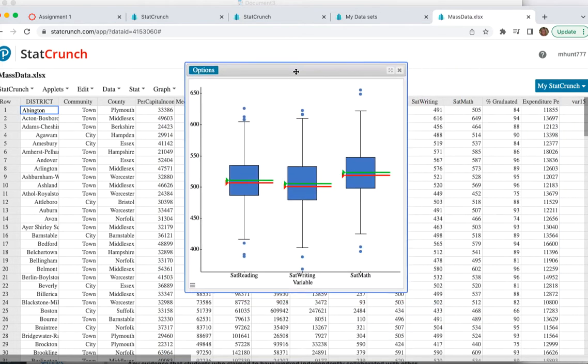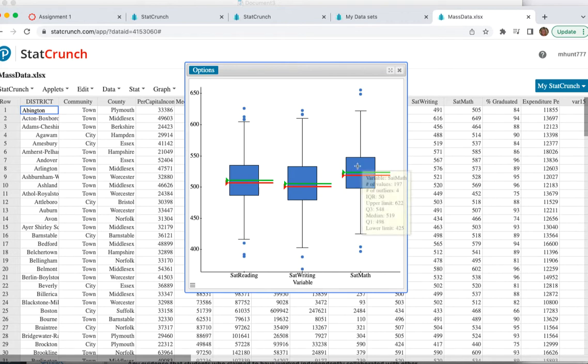So here we have the SAT reading, math, and writing box plots. We see that each of these SATs have outliers on both the low side and the high side, and we'll talk about that in a moment. And you can get a lot of information out of these box plots.